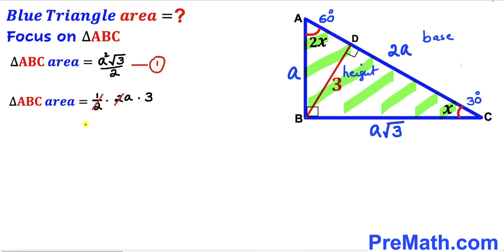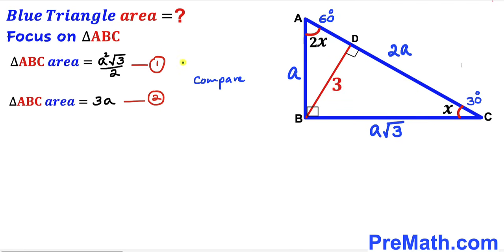So therefore this is going to give us 3 times a. So thus our triangle ABC area turns out to be 3 times a as well. And I'm going to label this one as our equation number 2. And now we are going to compare these two equations, equation 1 and equation 2. And since both of them are the area of the triangle ABC, therefore we are going to equate the right hand side as well.